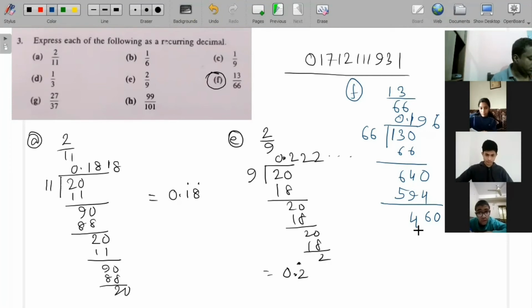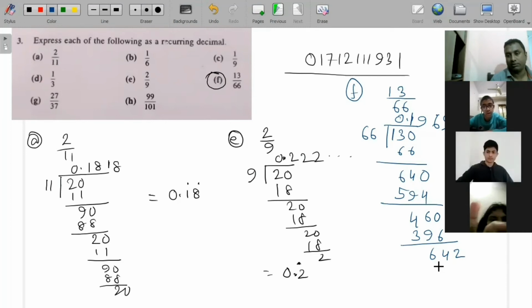If it gives 6 times, what will be there? 396. Then 640. Yes, how many times? Then again 9 times. What should it be here? 594. It should be 640, not 642. Sorry, 640. So it will be 594.